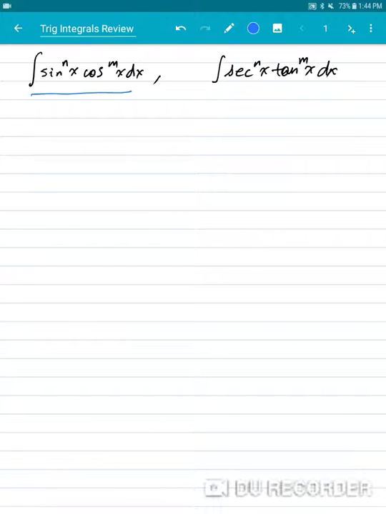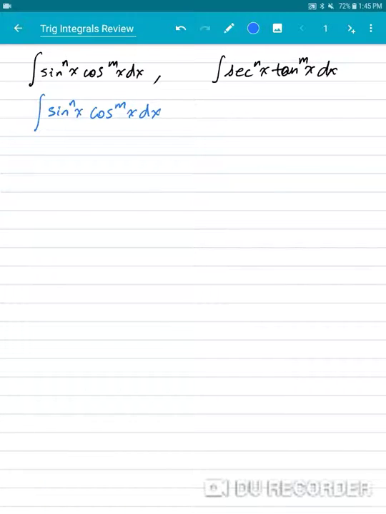I should say that if we run into cosecant to the power of n x times cotangent to the power of m x, the technique we use here can be very slightly modified and applied to that mix. We didn't look at that one, and we're not going to look at it today either. So back to sine to the power of n x times cosine to the power of m x dx.